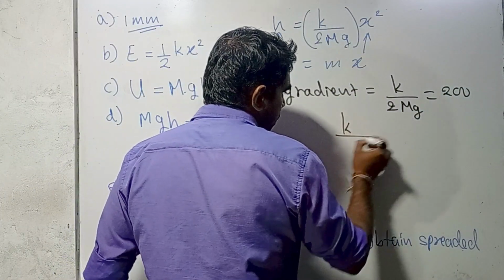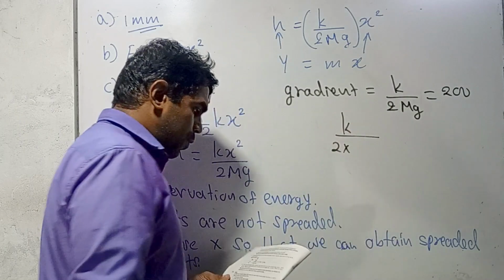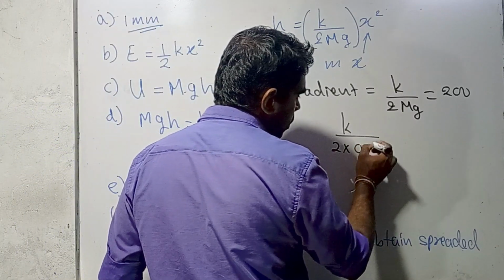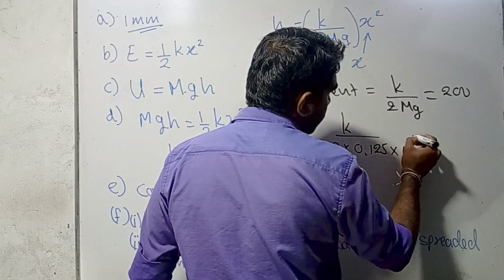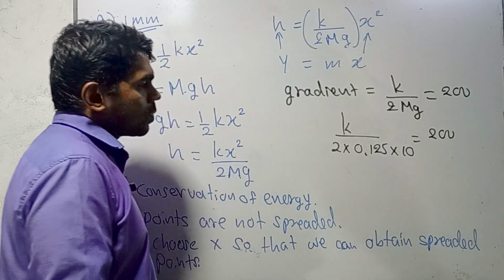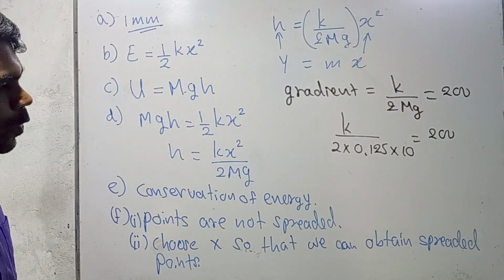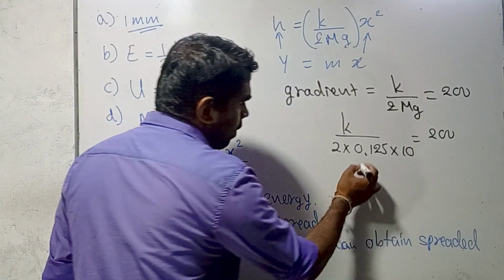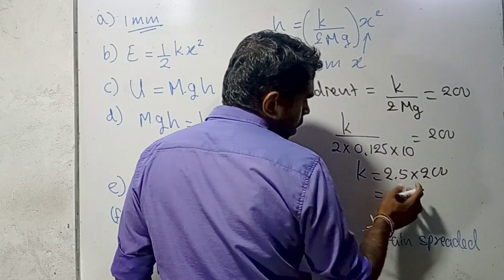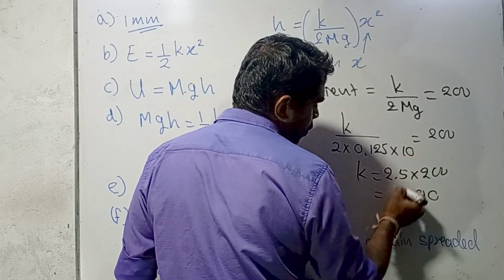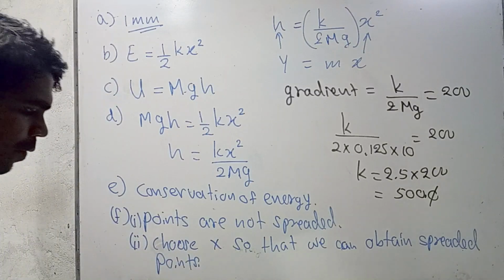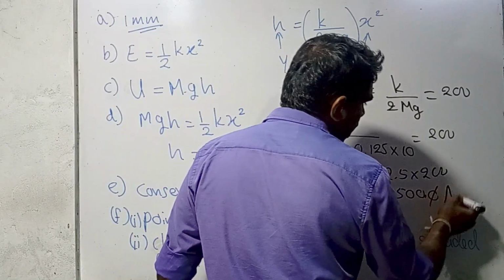We have to find k. 2 into the mass of the given ball, 0.125, into g, 10, equals 200. 2 times 0.125 is 0.25, into 10 is 2.5. The k value is 2.5 times 200. 2 zeros, 2 into 25, 50. We have to separate one decimal place. Then we can obtain 50 as the answer in newtons per meter.